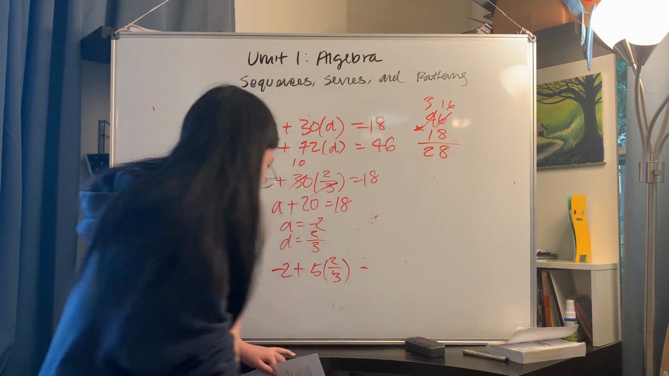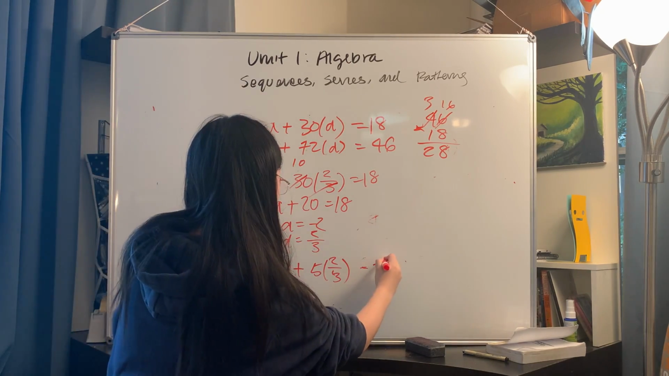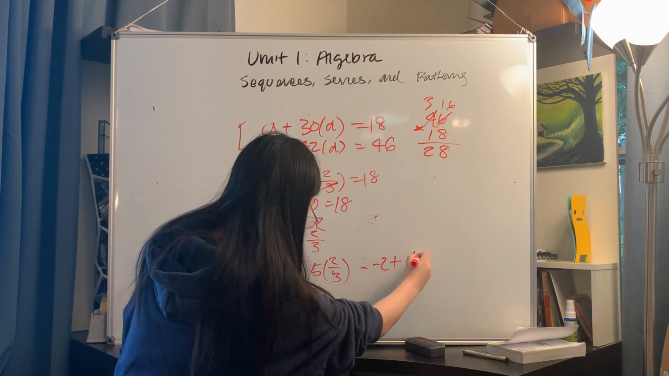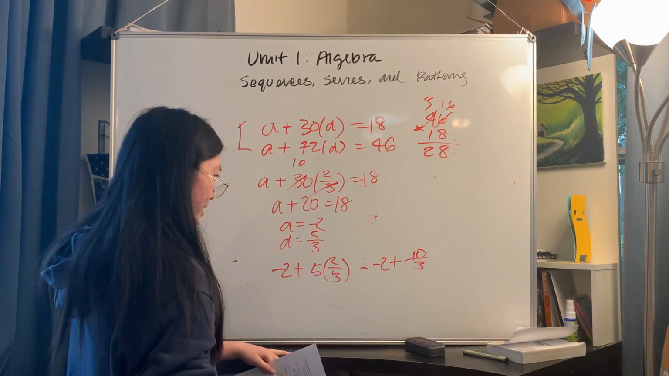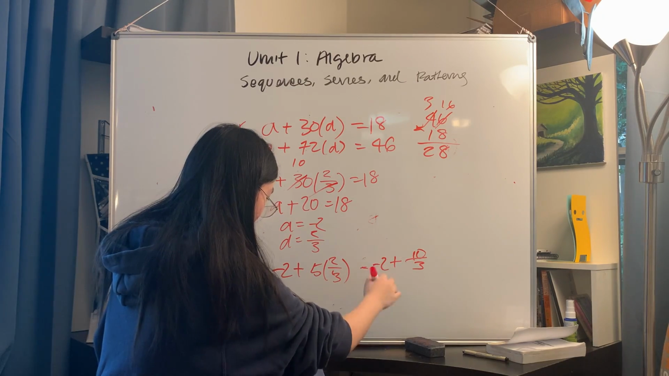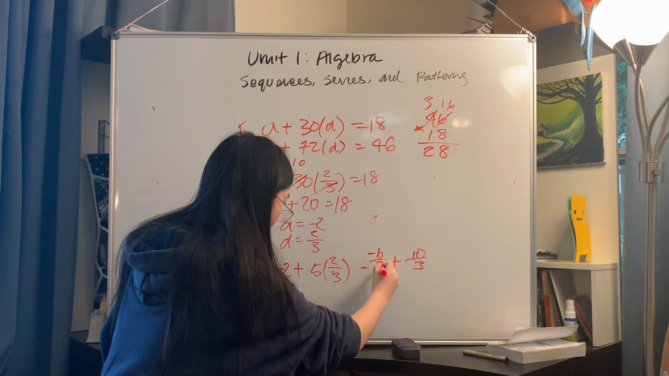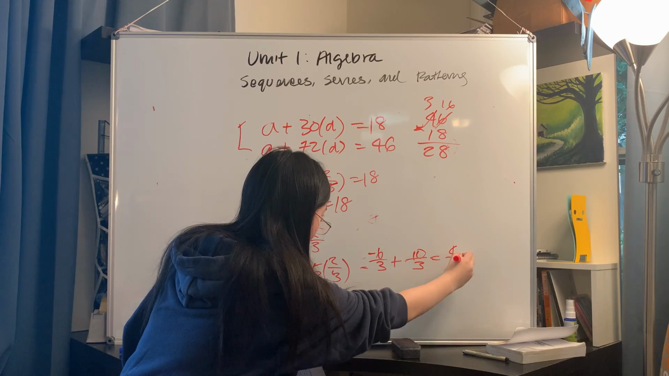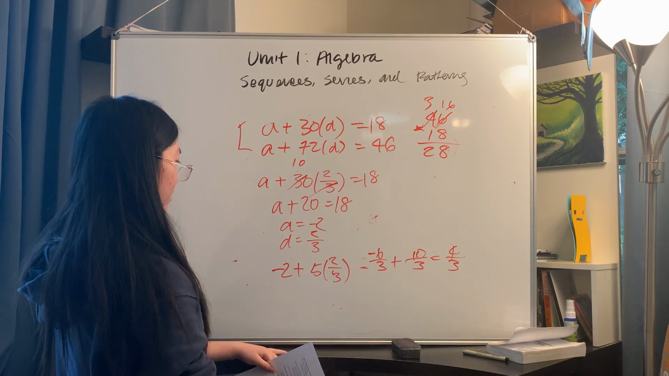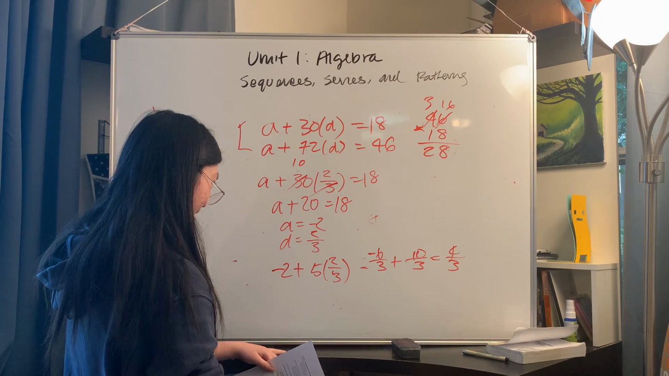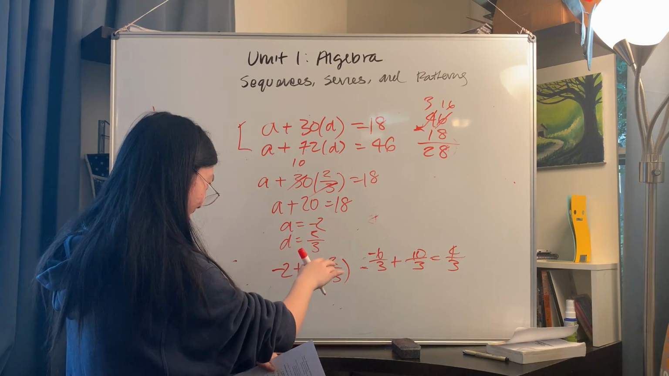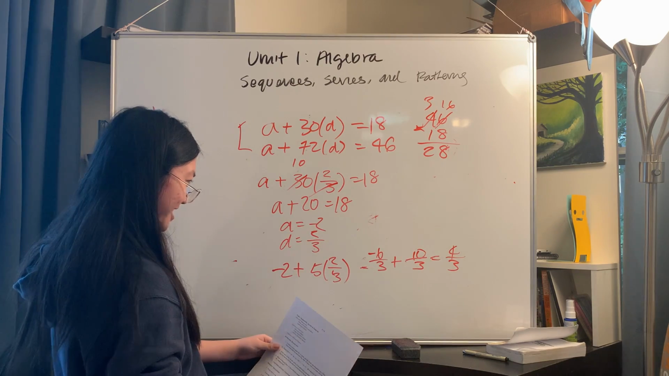And that's equal to -2 plus 10/3. Well, -2 is equal to -6 divided by 3. That's equal to 4/3. I think. Yeah, I'm pretty sure I'm correct. Yeah, it's equal to 4/3.